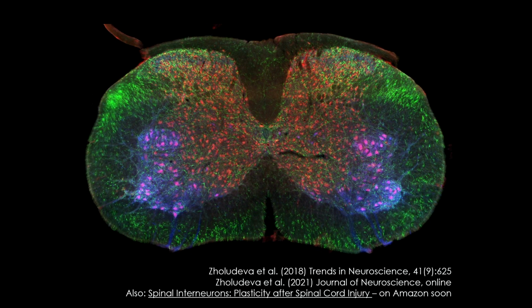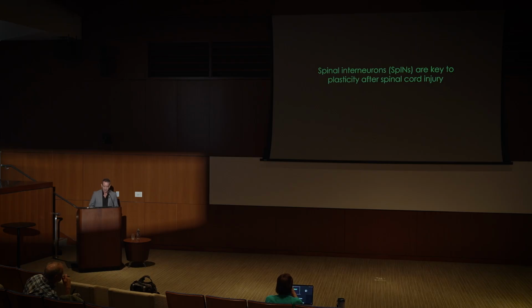But you can also start to see subsets of spinal interneurons throughout, especially this part of the spinal cord, which you'll see again and again throughout my talk, where we have populations of spinal interneurons that are involved with this spinal plasticity after injury that can form new connections. So we and many others believe that spinal interneurons are key to this plasticity after traumatic injury.